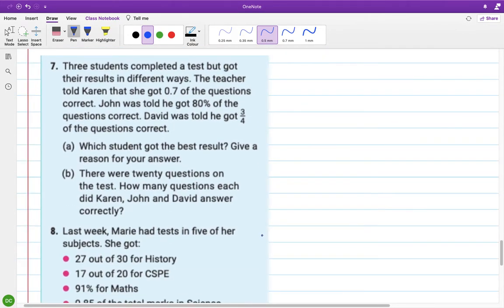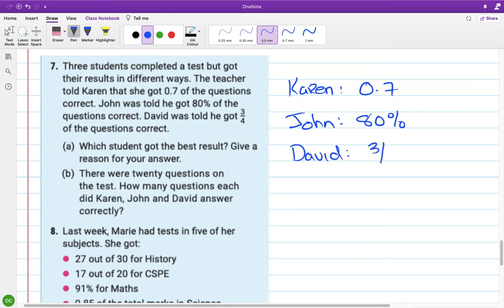Three students completed tests but got their results in different ways. The teacher told Karen that she got 0.7. Karen got 0.7 of the questions correct. John got 80% of the questions correct. And David got 3/4 of the questions correct. Which student got the best result?